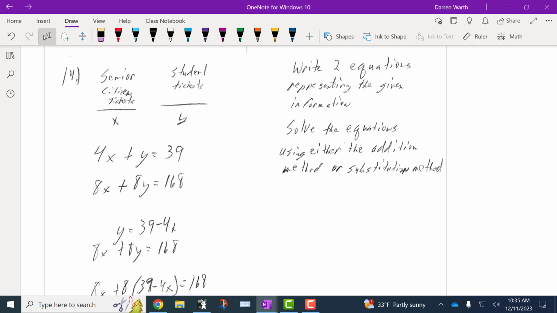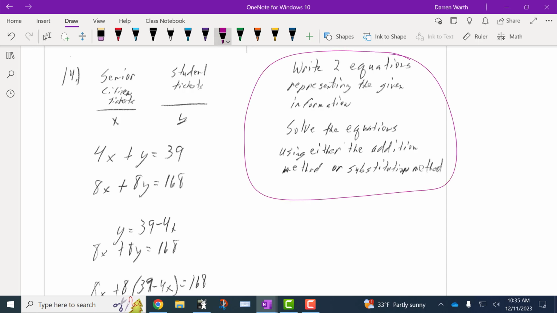It says it wants to go ahead and solve this equation, and it says that this is a story problem. So basically, what you want to do to solve the equations in a story problem, you're going to write 2 equations representing the given information. So notice this right here. It says write 2 equations representing the given information. Solve the equations using either the addition method or the substitution method.